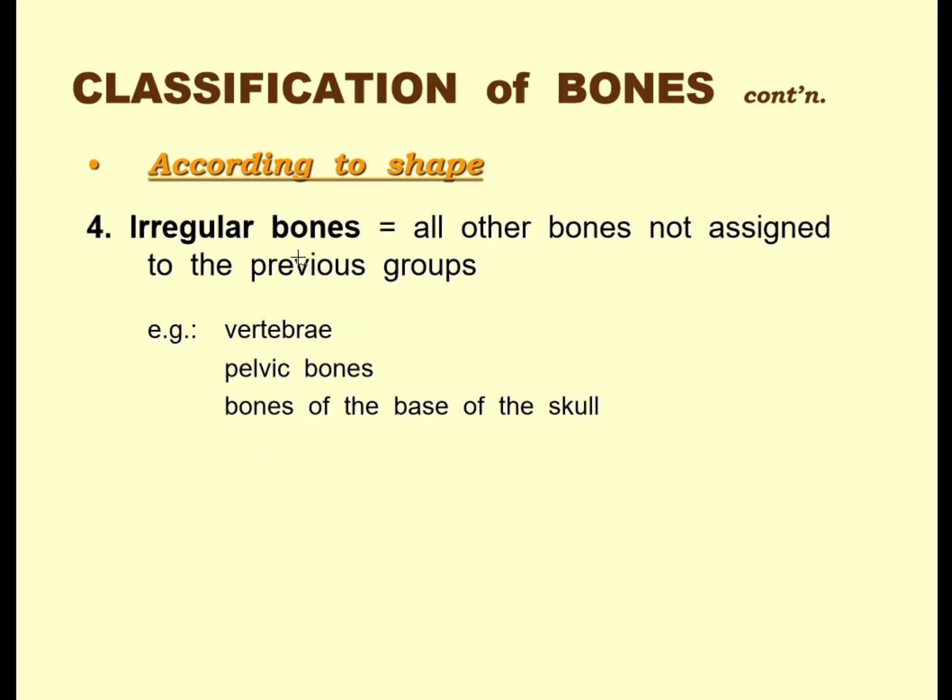Next is irregular bone. All other bones not assigned to the previous groups are irregular bones, for example the vertebrae, pelvic bone, and bones of the base of the skull.